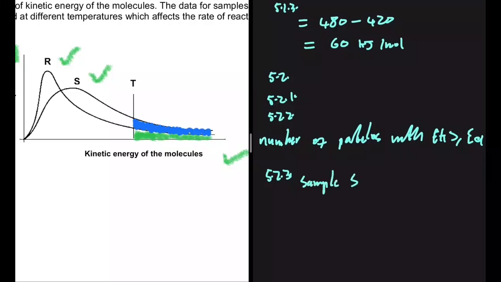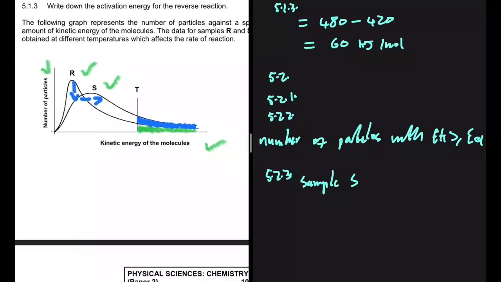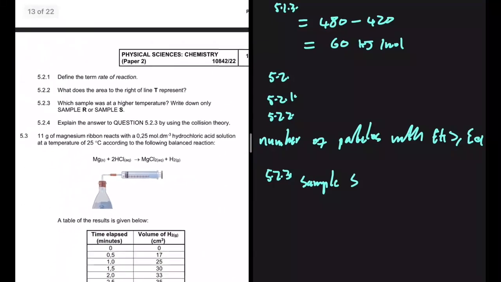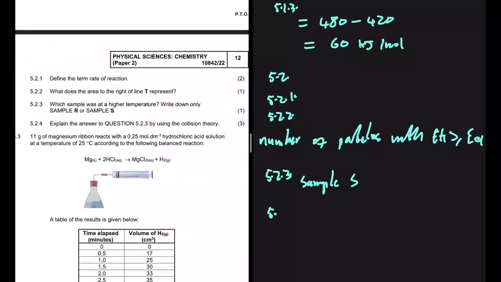Another way of seeing it is that when temperatures increase, the peak is gonna go down and it is gonna shift to the right, just like what happens with S. Let's move to 5.2.4. 5.2.4. Explain the answer to question 5.2.3 by using the collision theory.